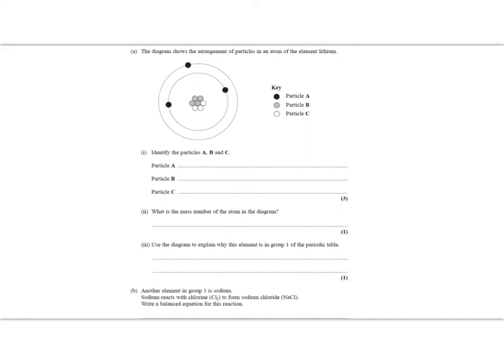Okay, so here we go, and we are looking at the element lithium, and we're asked to identify the particles A, B and C. Before doing any of these questions, I recommend pausing the video and doing the question first and then listening to how I go through it. When looking at this, you'll spot the nucleus here and then the electrons in the shell out there, and working out which one's which. Obviously the ones around the outside are going to be the electrons, so particle A, the electrons.